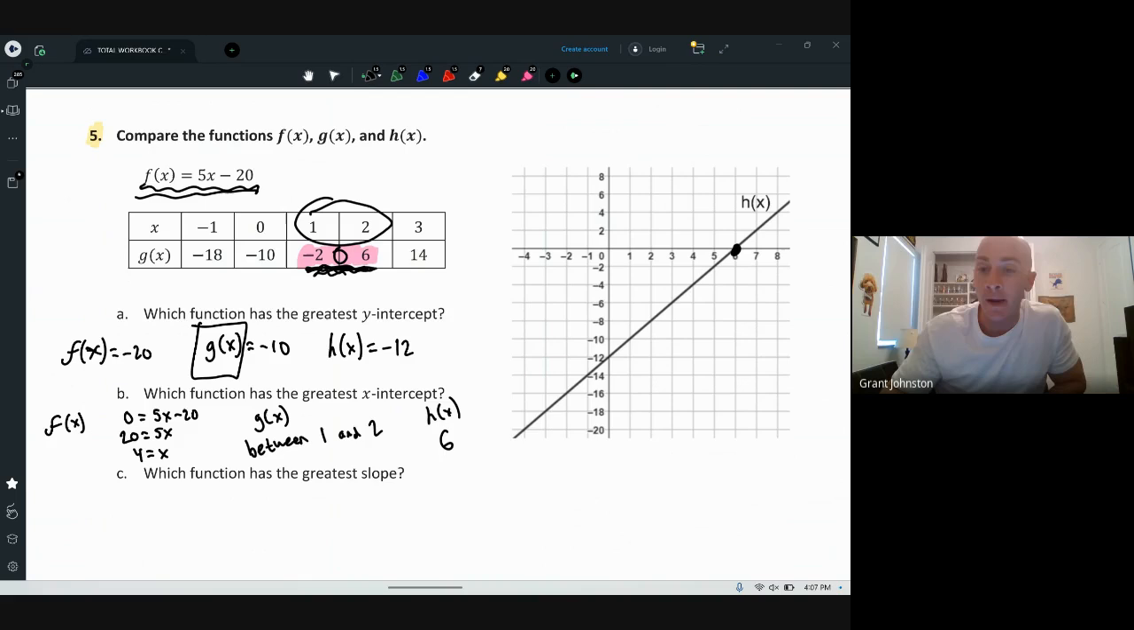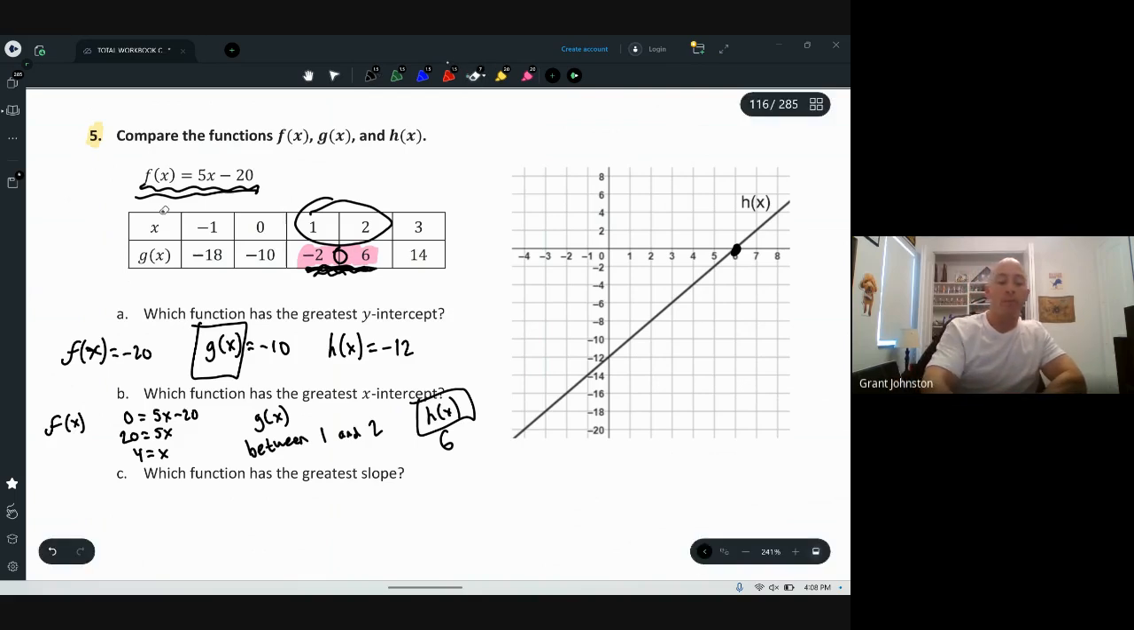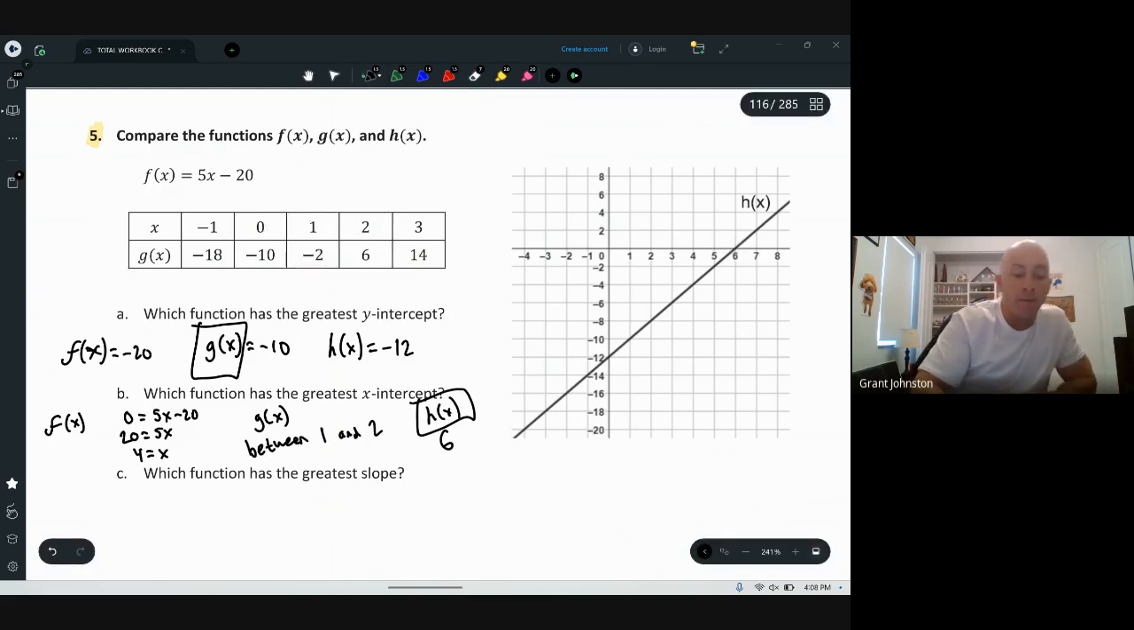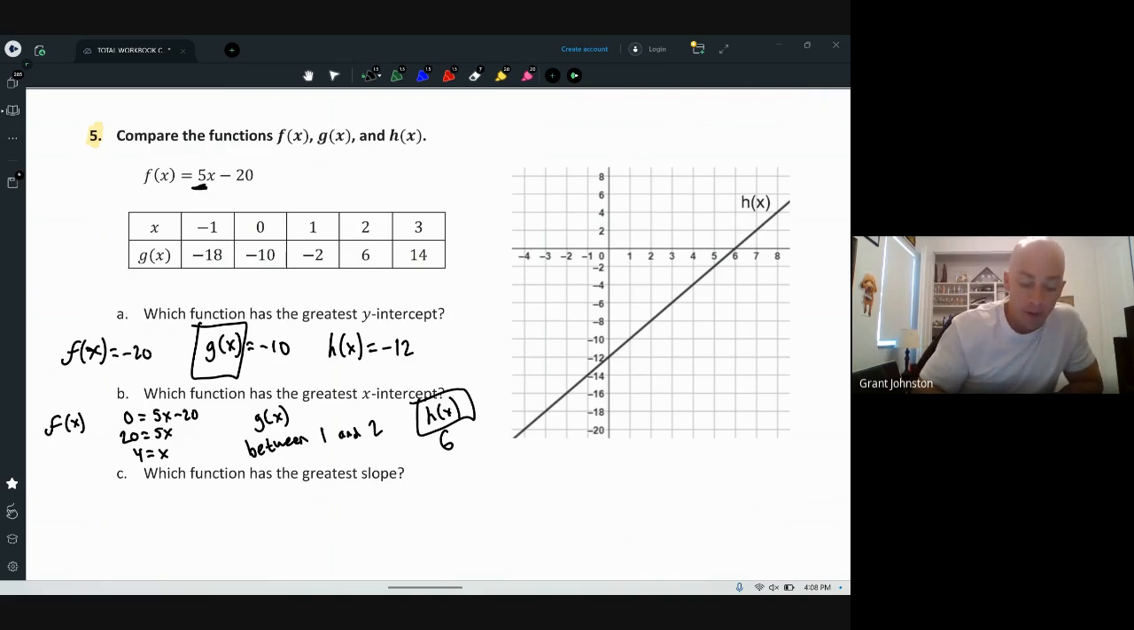Okay, so let's compare now. Which function has the greatest x-intercept? Well, f of x is at 4. G of x is between 1 and 2. And h of x is at 6. 6 is the greatest x-intercept. Lastly, which function has the greatest slope? F of x is written in slope-intercept form. I know the slope is 5.